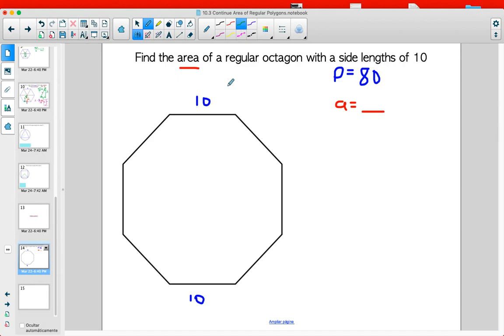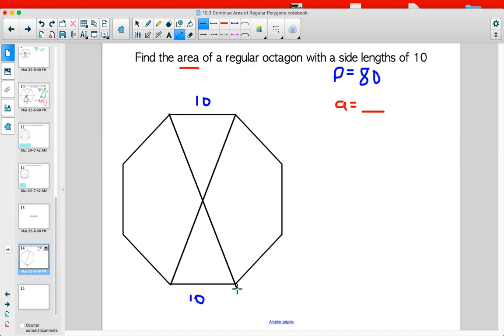So what I'm going to do is draw the radii, using a line to be a little bit more exact. I'm going to draw in all the radii, going from the center to the vertex. And that's going to help me find the radius. Think about how many triangles inside we're going to have. It should be 8 because we have 8 sides. So let's count them. 1, 2, 3, 4, 5, 6, 7, 8. So we have 8 triangles.